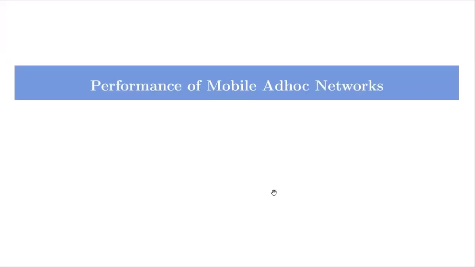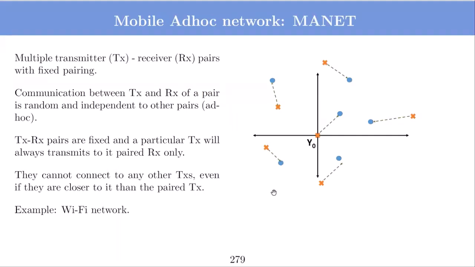We're going to give an example, studying an application of stochastic geometry to wireless, and we will start with the performance of a mobile ad hoc network, known as a MANET. So, what is a MANET? We have a set of multiple transmitter-receiver pairs, and the pairing is fixed.